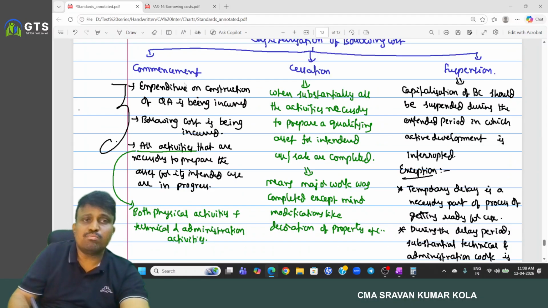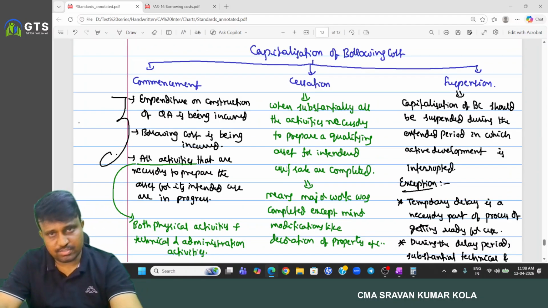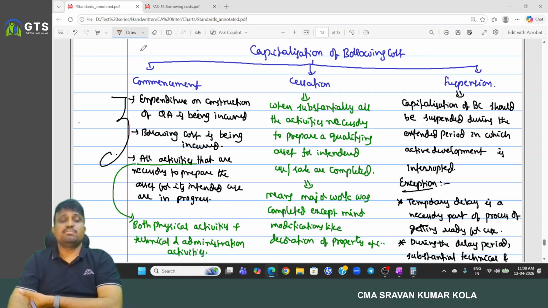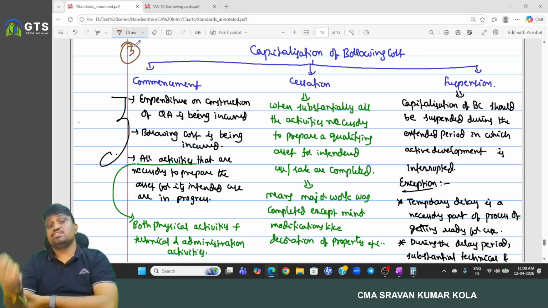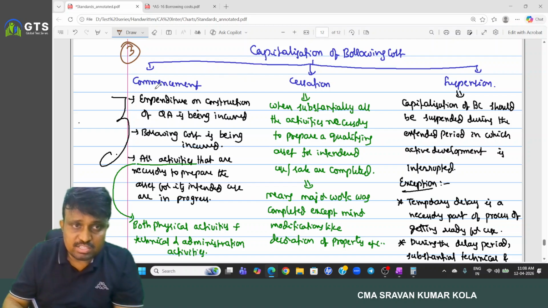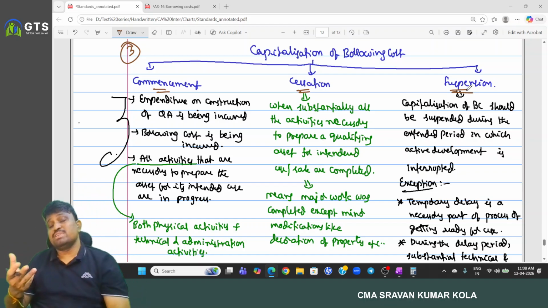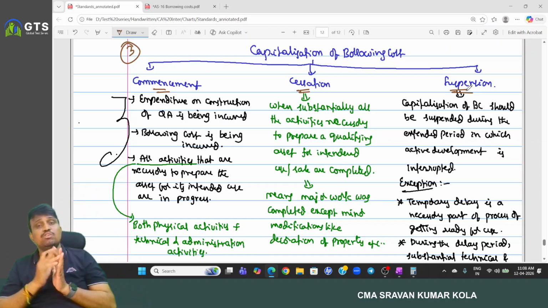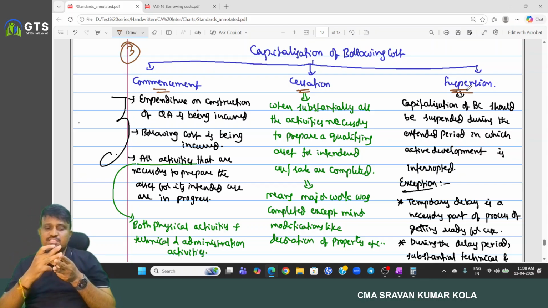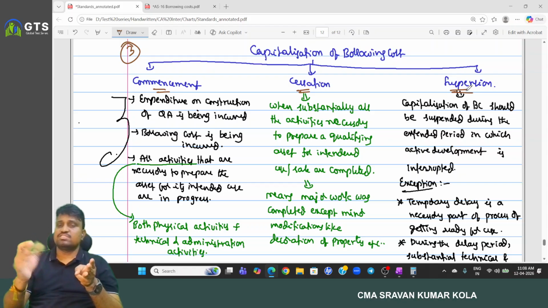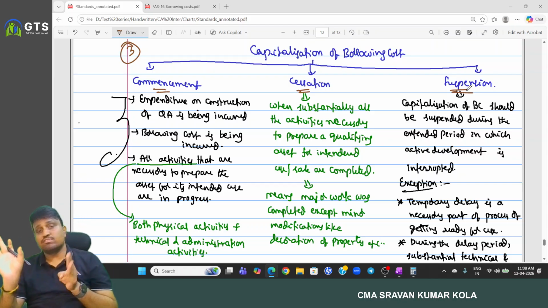And one more part we have relating to AS-16. So three parts are there relating to capitalization of the borrowing cost. One is the commencement date, cessation date, and suspension date. Commencement date: from what date is borrowing cost required to be capitalized? Three points are stated. If all these three points are satisfied, then we can start the capitalization of the borrowing cost.